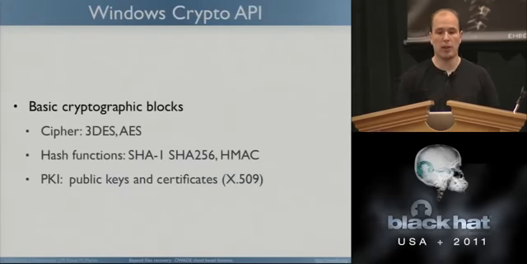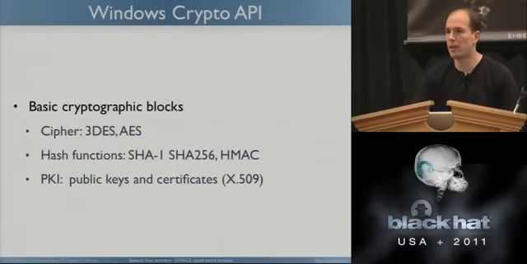So the Windows crypto API does basic cryptography, every basic block you can imagine, from cipher encryption, triple DES, AES, hash functions, SHA-1 and so forth, and public key crypto. We're not really concerned in this talk with public key crypto.